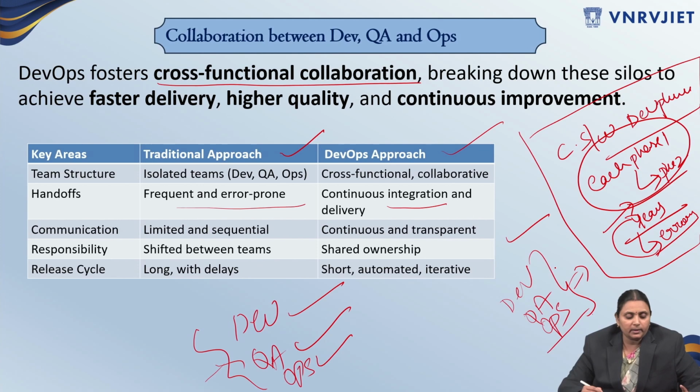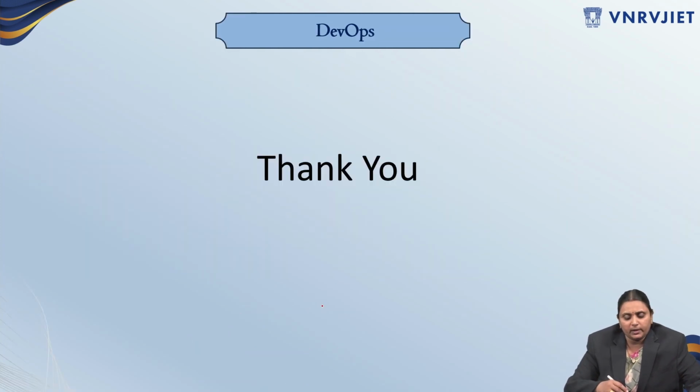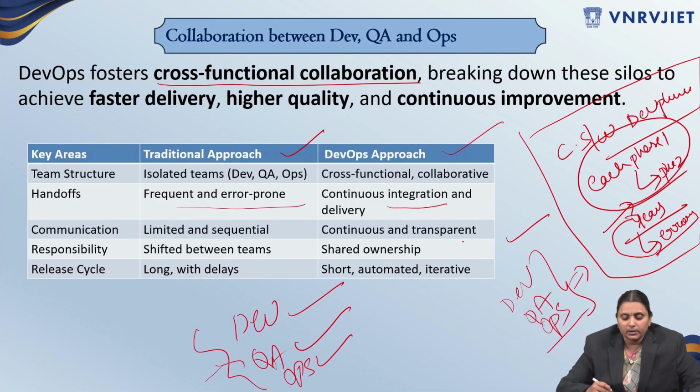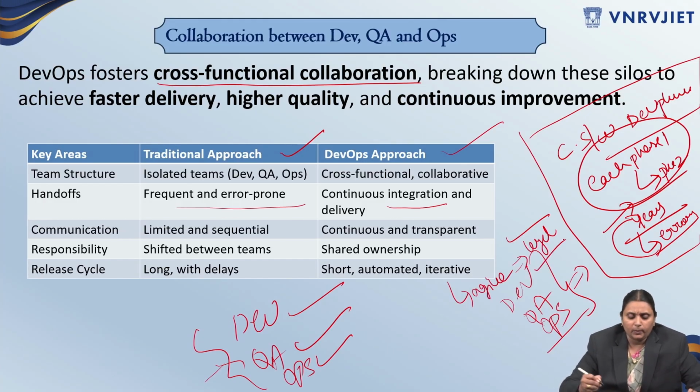Coming to responsibility, here it is shifted between the teams. In DevOps it will be shared ownership, meaning every team member is responsible for developing a particular software project. And release cycles are very long with more delays in the classical approach. Here it will be shorter. Why? Because we are using Agile, we have very short cycles, there are no delays, and it will be an automated and iterative process.